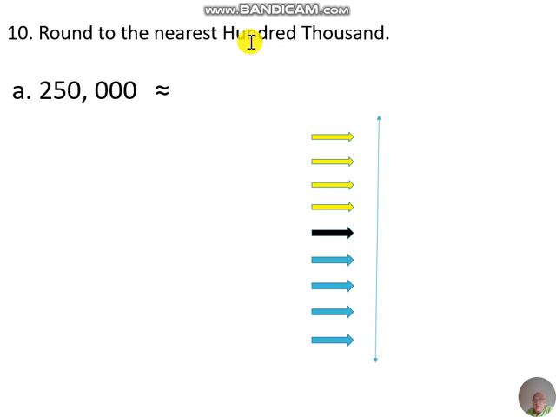Move to the next one. Round to the nearest 100,000. This is the 1,000, the 10,000, this is the 100,000. To raise the bottom, all the 5 digits in front of the 2 became zeros. Okay. To raise the top, this 2 became 3.